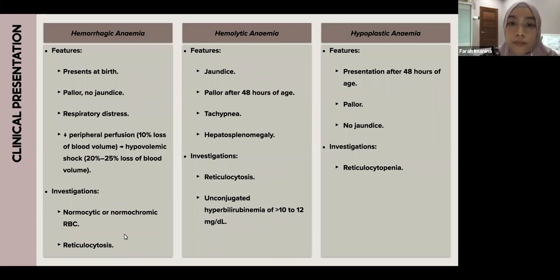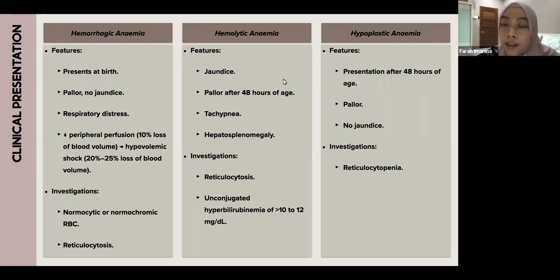Okay. And then another example is under the hemolytic anemia. So the main feature that you want to look at is jaundice. Okay, and they can also come with pallor, usually after 48 hours of age. They can come with tachypnea and hepatosplenomegaly. Okay, so on investigation, reticulocytosis, and because of the hemolysis, there will be an increase in the unconjugated bilirubin level.